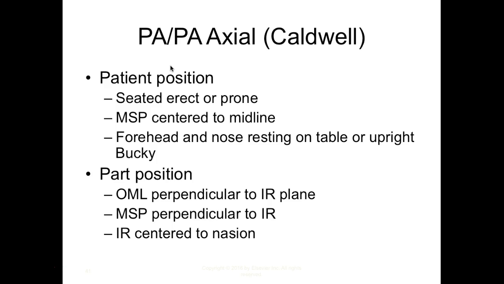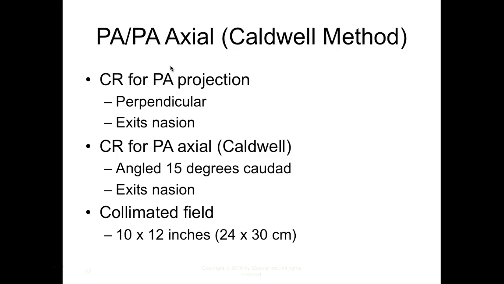So you're going to center this at the nasion. So for the PA projection, your CR is coming in perpendicular and you're just going to exit at the nasion. So you have no angle. You're just coming in straight and you're going to exit at the nasion. So put your crosshairs right at your nasion and have everything line up coming in nice and straight. So for the PA axial, when we say axial, we're talking about putting an angle on there. So when you hear the word axial, it's an angle, okay?